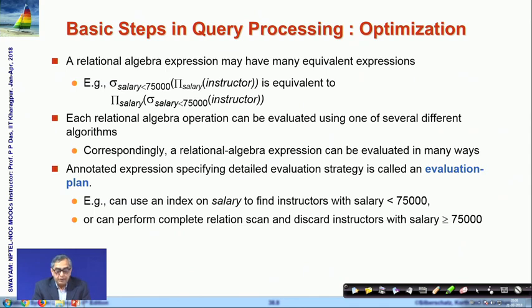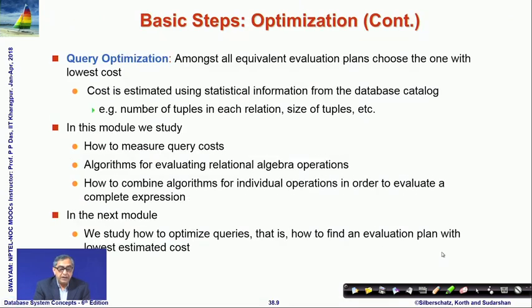For example, here we can have different strategies. We can use an index on salary, and if we use that, it will be pretty efficient to find tuples which satisfy salary less than 75,000. Or we can scan the whole relation and discard all those instructors for which salary is greater than or equal to 75,000. So, there could be different ways in which we can do this evaluation, and that is what optimally has to be decided in every case.